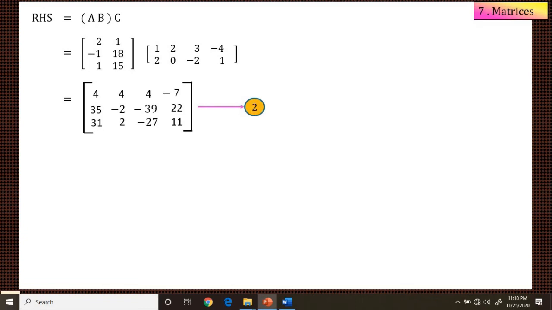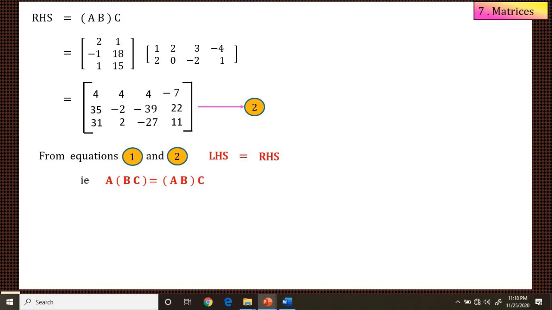Now this equation 2 and 1 both are same matrices. Therefore from equation 1 and 2, LHS is equal to RHS. That means A into BC is equal to AB into C, which means that associative law holds. I hope you understood how to find AB matrix and AB into C matrix and BC matrix and A into BC matrix.